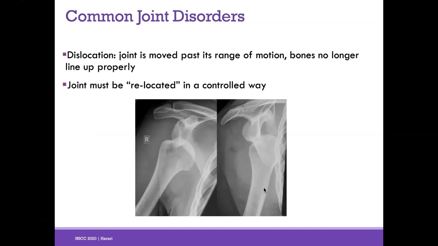When you do dislocate a joint, that's when your bones no longer line up properly. So this is showing a dislocated shoulder. The joint is moved past its range of motion, but the bones no longer line up properly. And in order to fix that, the joint must be relocated by a physician.